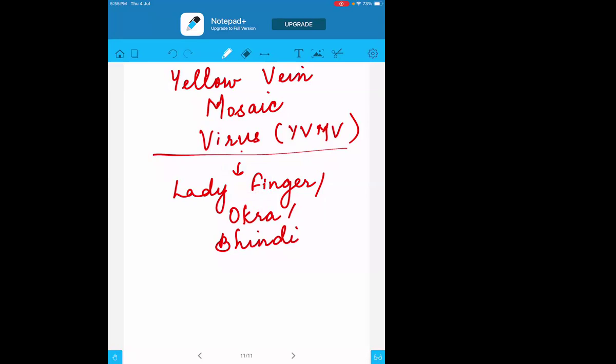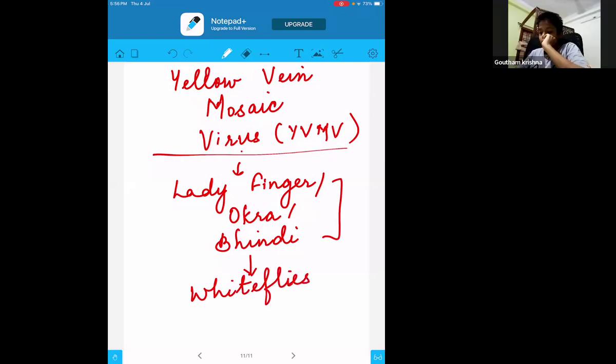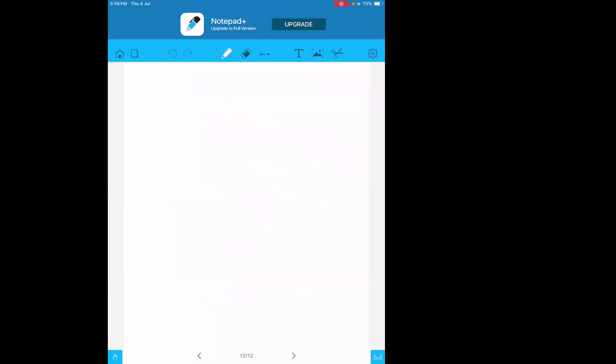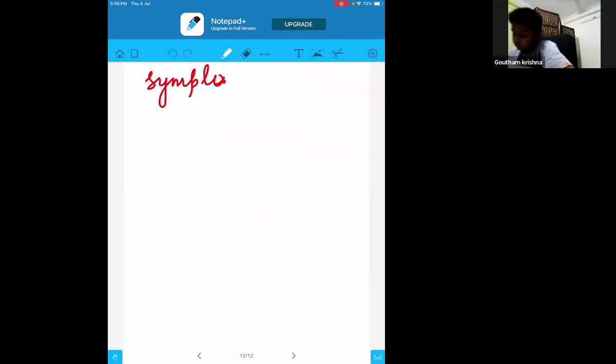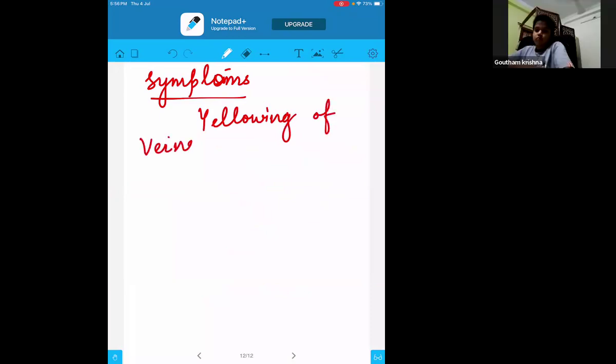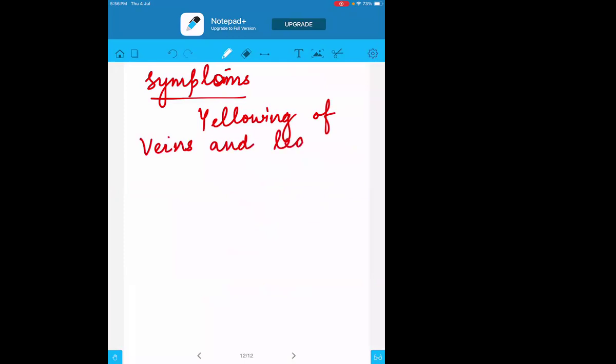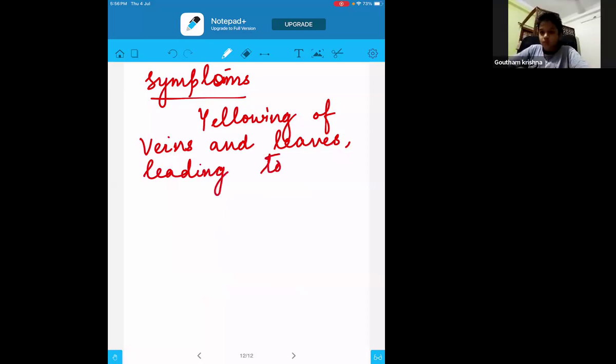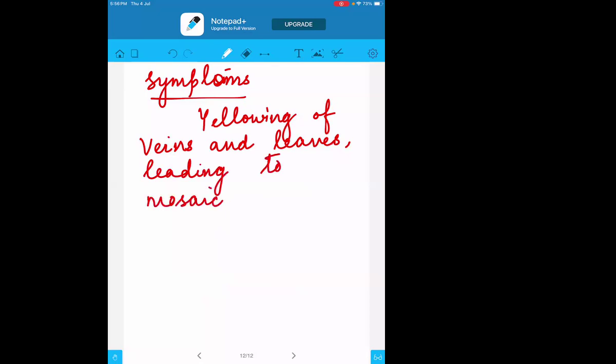So this yellow vein mosaic virus is also called YVMV, which happens in the lady's finger, okra or bhindi. These three are the same. Now, this virus is carried by white flies. The symptoms are yellowing of veins. The veins present on the leaves will turn yellow and the leaf also will turn yellow, and it leads to the mosaic pattern.